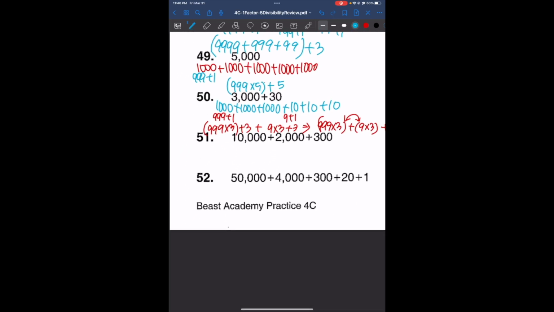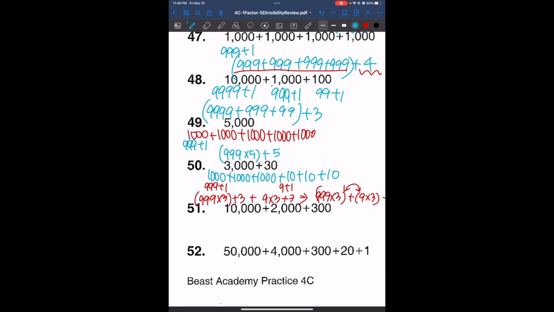Now for problem 51, 10,000 can be expressed as 1,000 times 10. So that's going to be 999 plus 1 times 10. 2,000 is 1,000 times 2, so it's 999 plus 1 times 2.